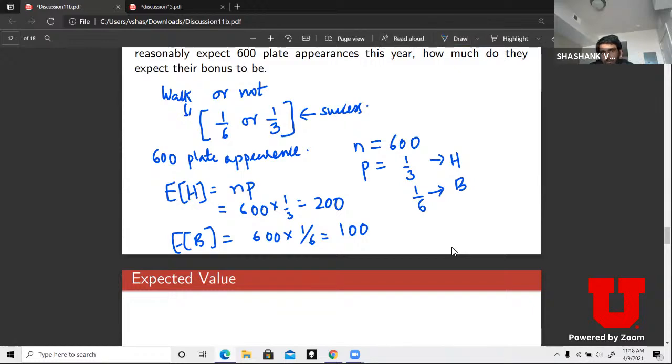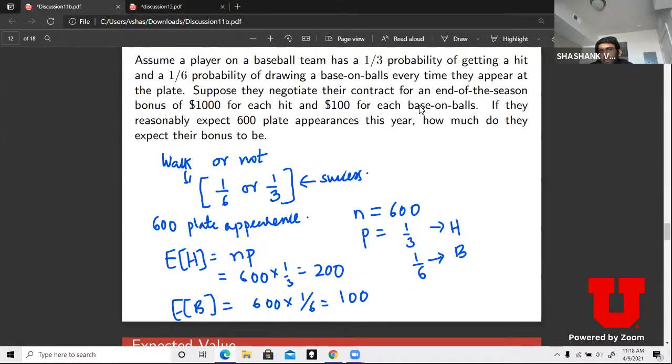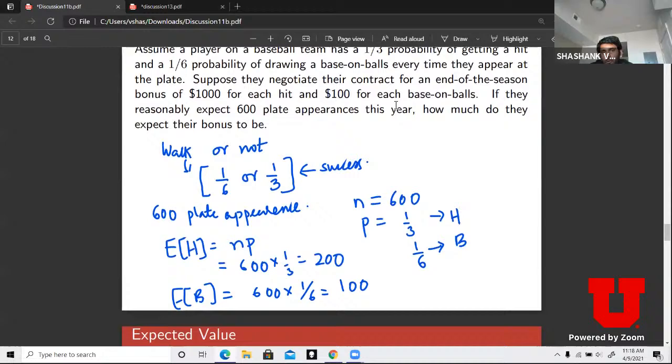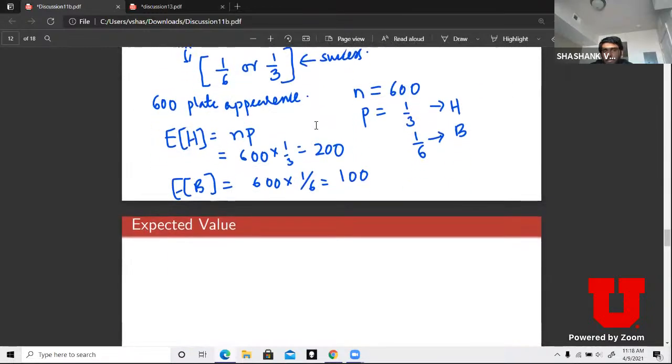Now we just move on to the main question. What our question is: to negotiate a contract for end of the season, a bonus of 100 for each hit. So you did calculate the expected number of hits throughout the plate appearances. So basically, in a year, they would be expected to have 200 hits and 100 base on balls. So what would be the bonus which they would be expecting?